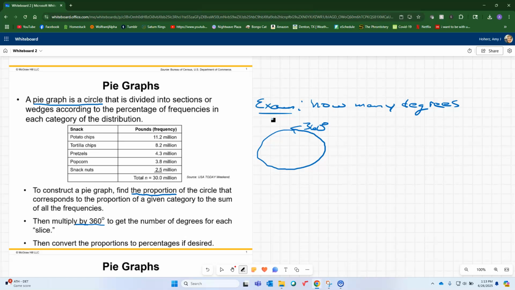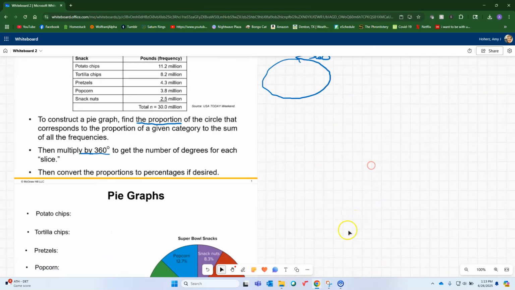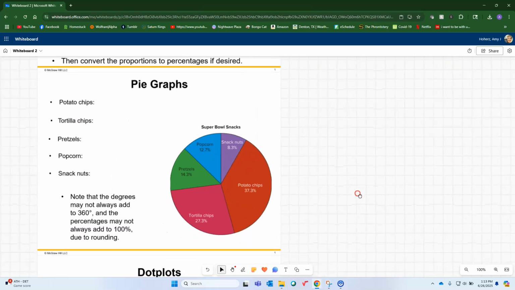Sometimes, if you want to put the percentages in the pie graph instead of the frequencies, the pie graph will give the actual frequencies in the pieces. Sometimes it'll give the percentage, sometimes it'll give both. Our pie graph on the next page is going to have percentages. So instead of listing the 11.2 and the 8.2, it's going to list the percentages.